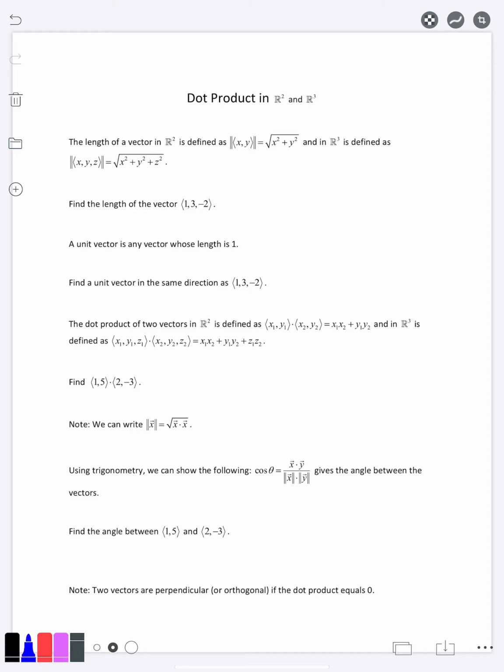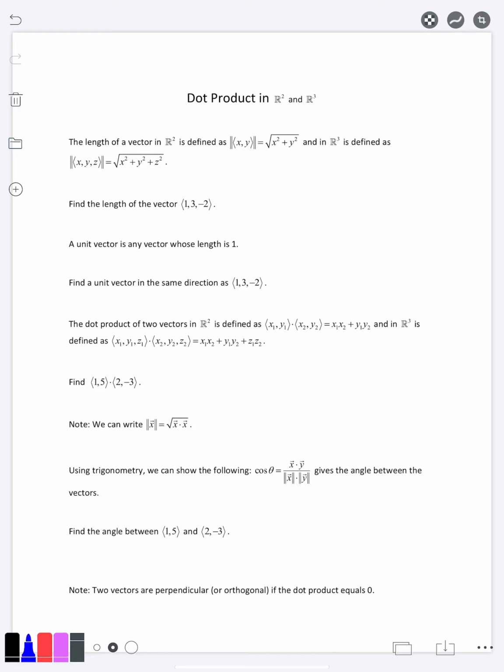We learned how to add two different vectors together. We learned how to subtract two vectors, and we learned how to multiply a scalar, or a number, times a vector. In this video, we're going to learn about one way in which we can multiply two vectors together, and that is called the dot product.